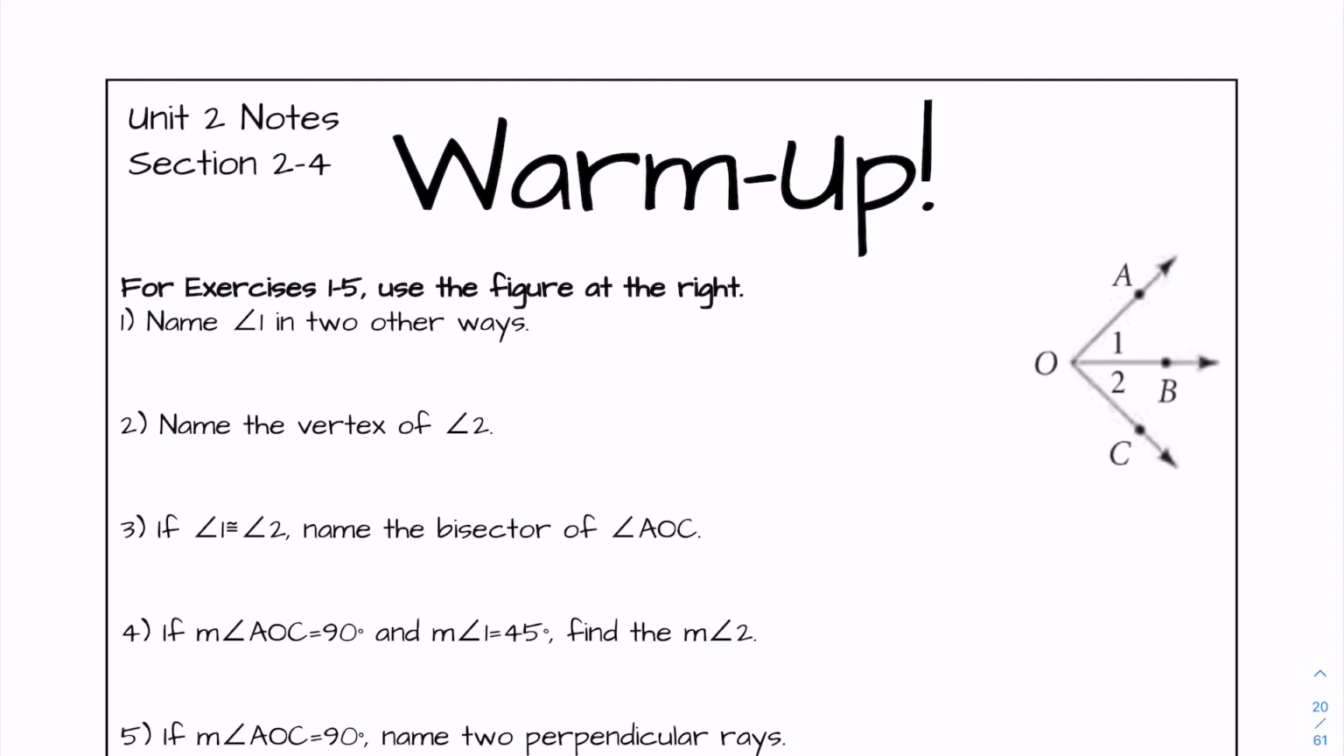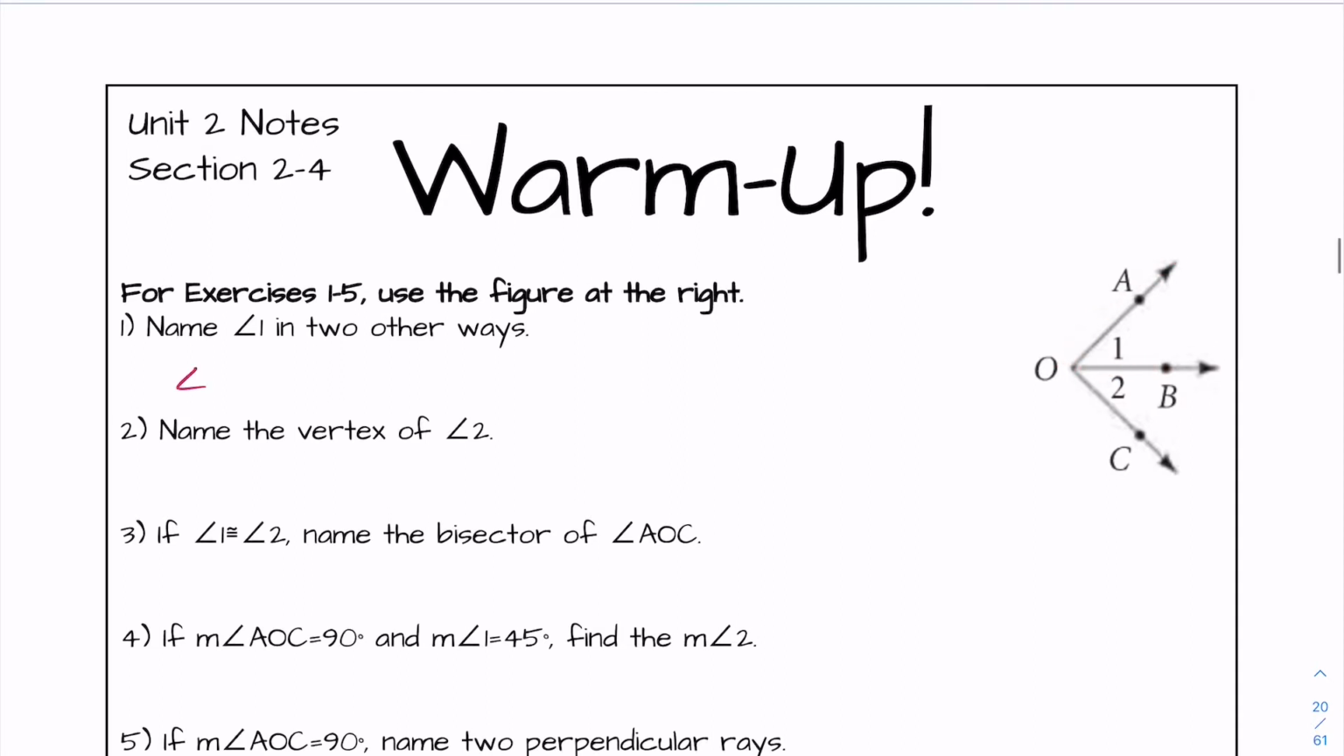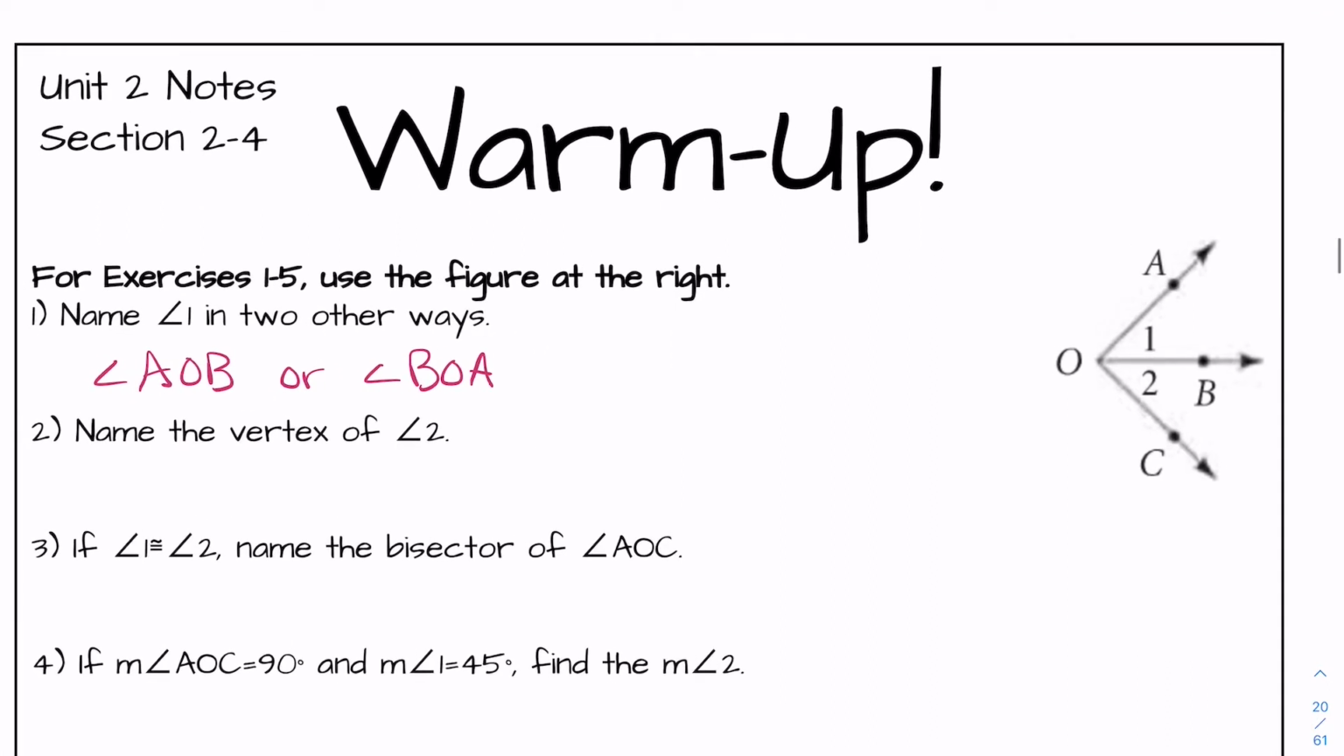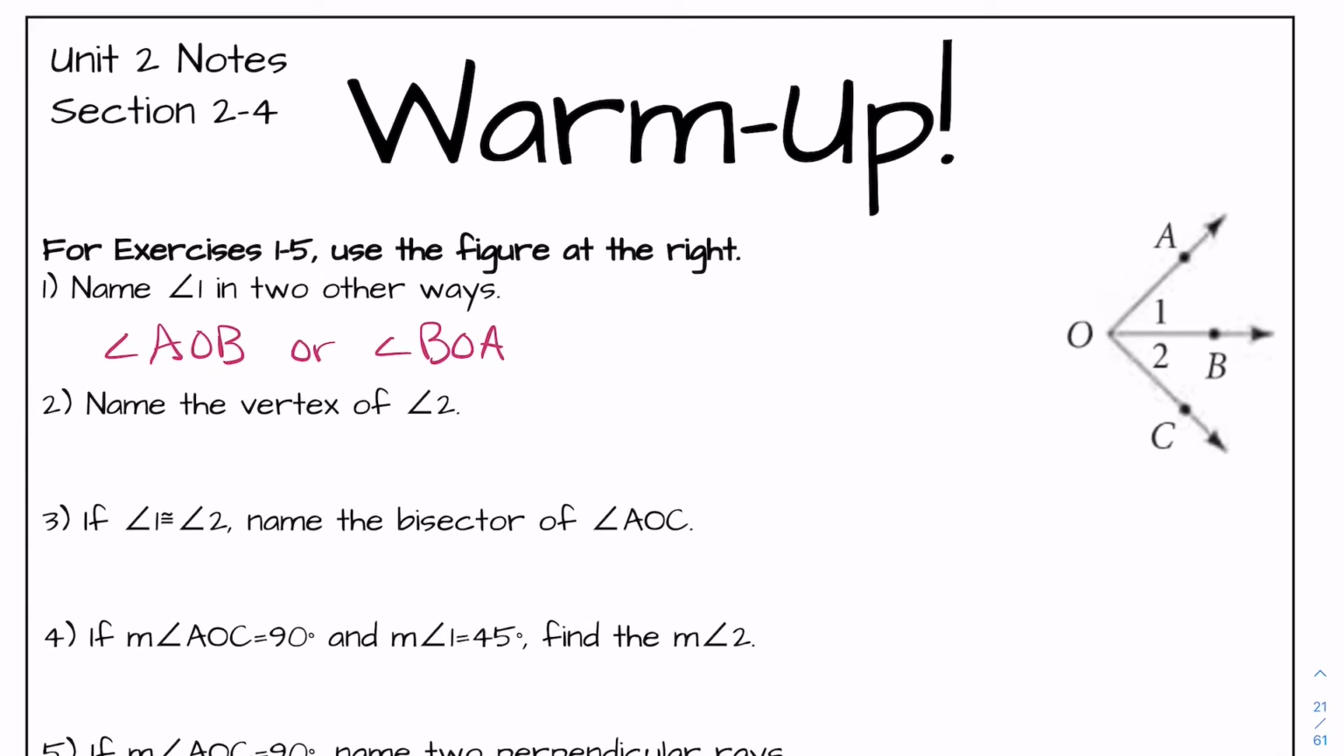Angle 1 we can see is right here, so it's angle AOB or angle BOA. Notice that this question is different than what we've had on a quiz. These aren't different ways, these are just other ways. There would only be one different way to name angle 1, which could either be AOB or BOA. But other ways, we can name it in as many ways as we want, as long as they're legal, having the vertex right here, angle O, being in the center of our angle.